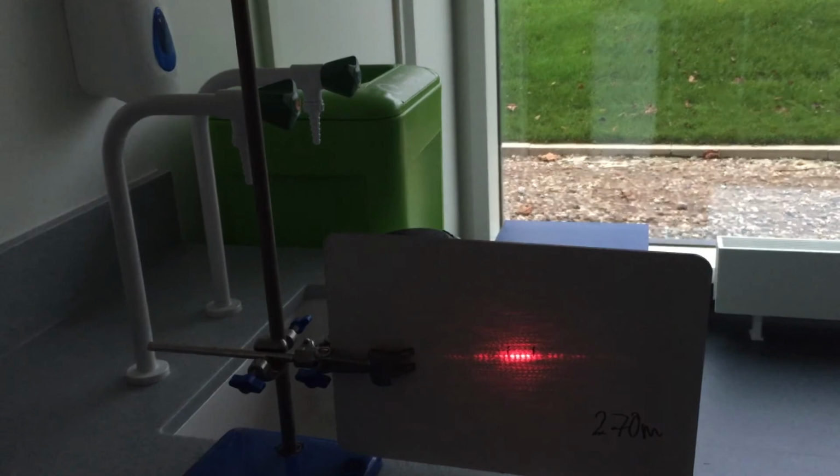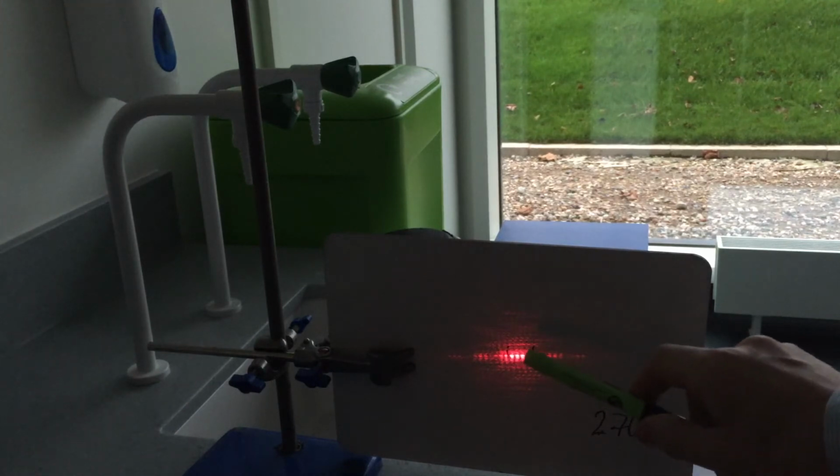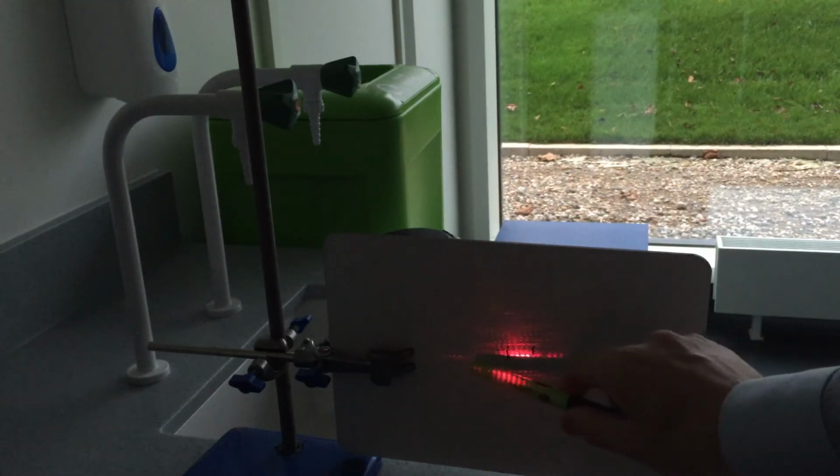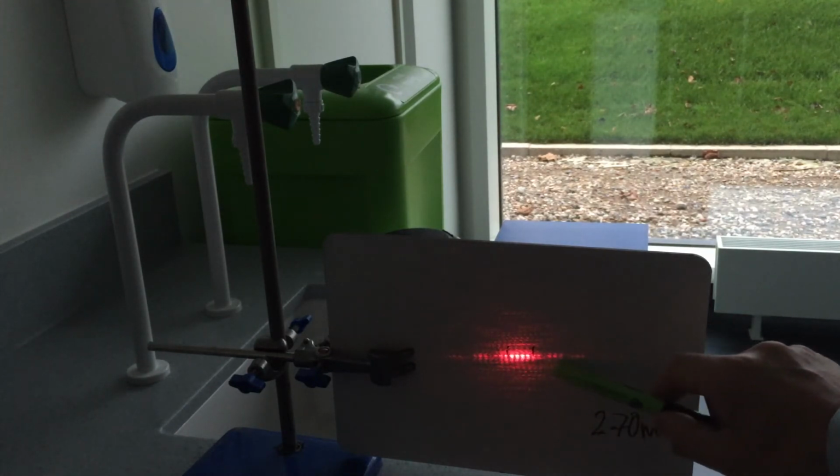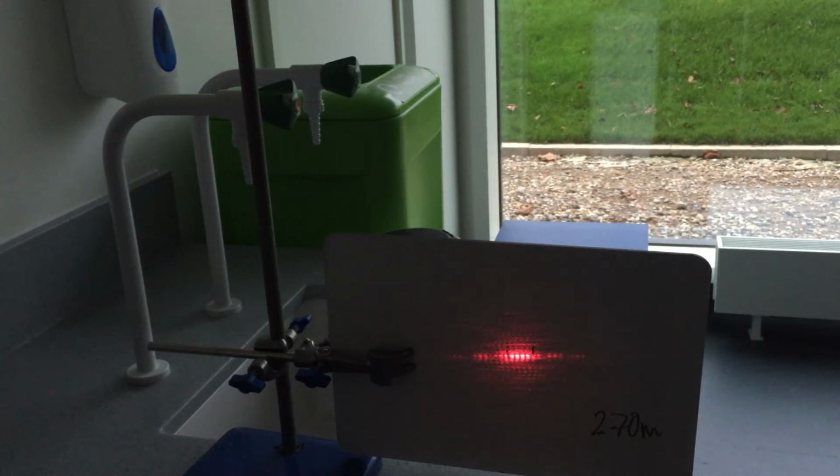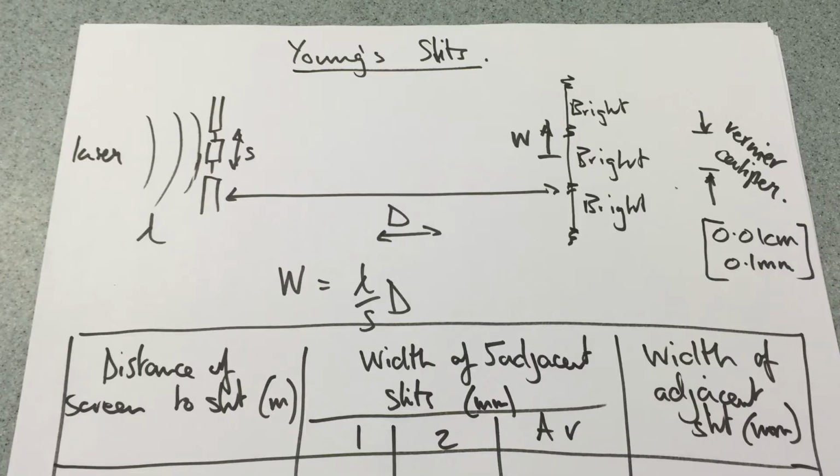So you can probably now start to see those individual fringes much more easily. Remember, it's the individual little lines. It's not this gap here to this gap here. It's those individual lines that you're most interested in. Okay, let's go and take a look at some results.